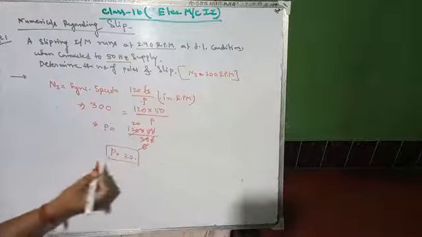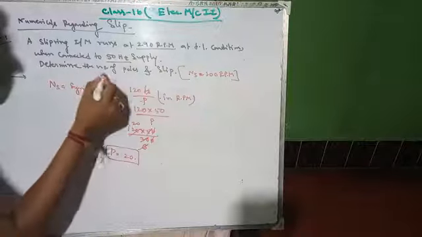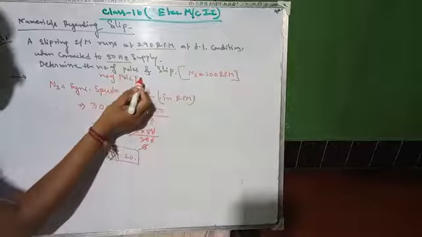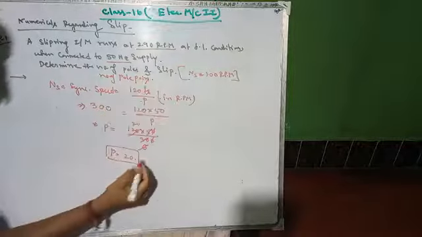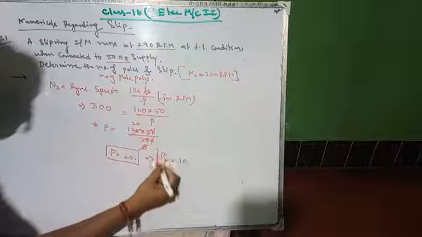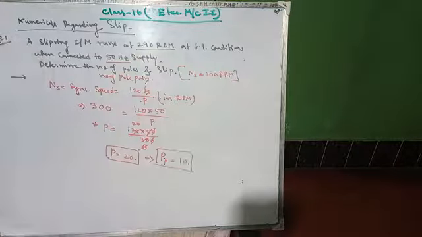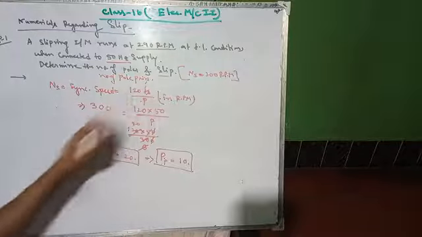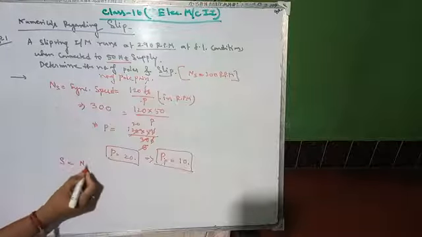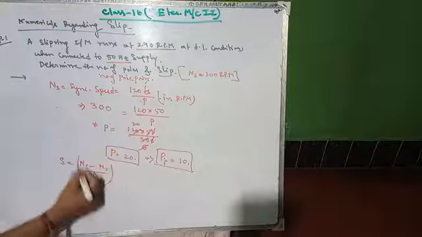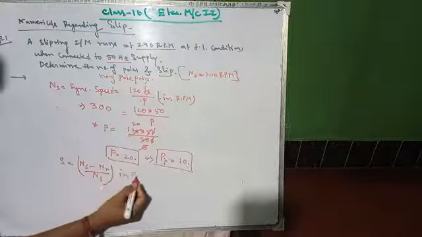So how much is the pole pair? Suppose we determine the number of pole pairs. Pole pair, that will be 10. That is, pole pair equals 10, because every pair contains two poles, right? North pole and south pole. And determine the slip. So slip is equal to what? The formula of the slip is Ns minus Nr with respect to Ns, right? It is in pu, per unit.